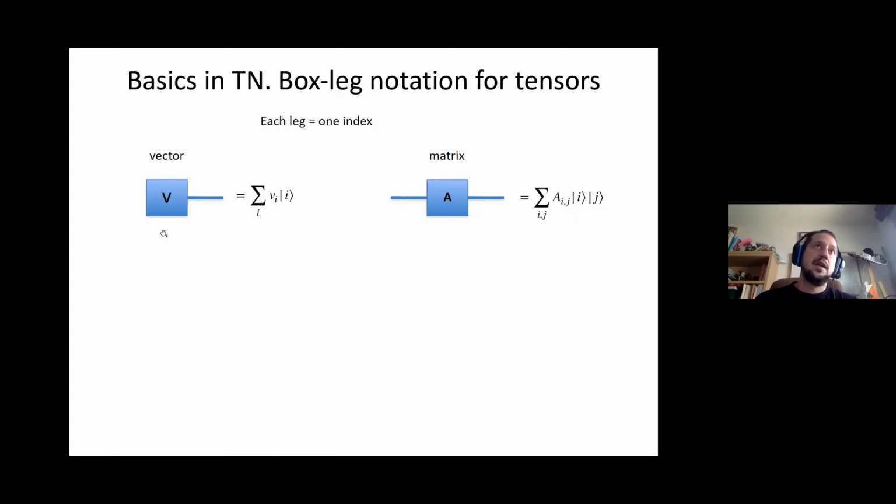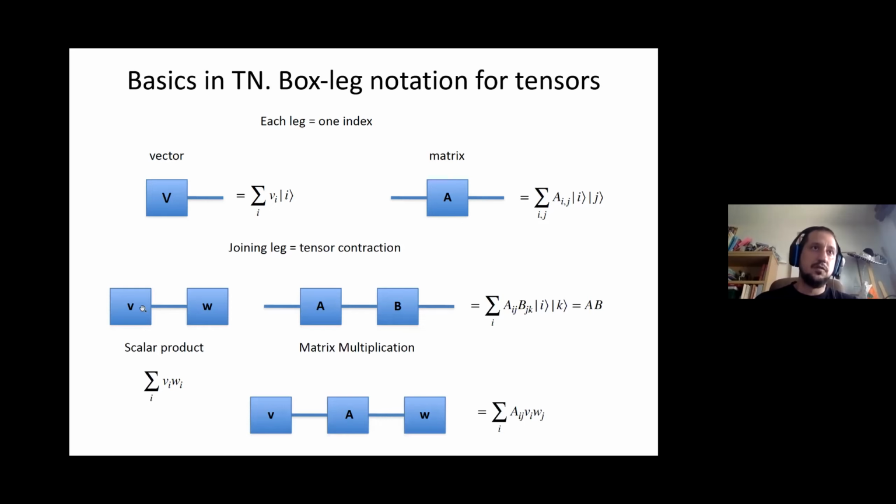For instance, a tensor with one leg will be just a vector, and therefore there is just one index, v_i, where i is simply the computational basis. If I have two legs, I have a tensor with two indices, a_ij. All these are complex numbers, and therefore this is just a matrix, so one can identify this with a matrix. These are the objects, and the basic operation between tensors is tensor contraction, which we implement by joining a leg.